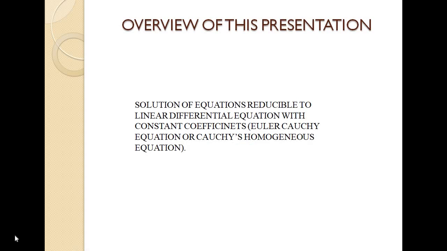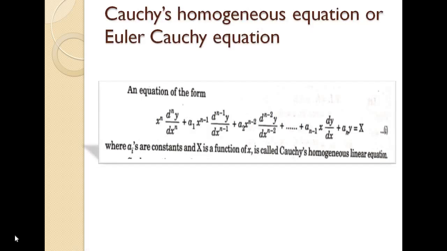In this presentation, we will be learning about an equation which is reducible to a linear differential equation with constant coefficients. Specifically, we will be learning about Euler Cauchy's equation. The other name for Euler Cauchy's equation is Cauchy's homogeneous equation. Let us see what Cauchy's homogeneous equation, or Euler Cauchy equation, is.